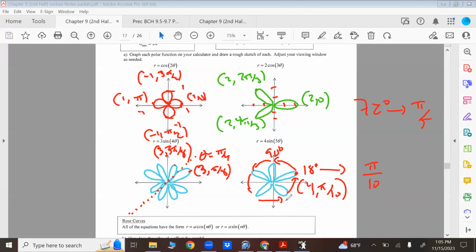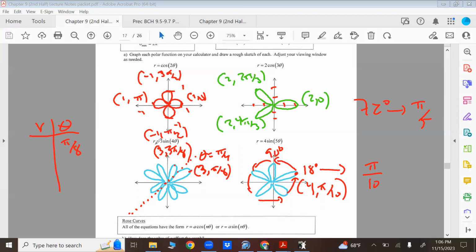For sine? Yeah. 3 sine 4 theta. Well, if we were to make a table, that's really the best way to investigate. If you do r and theta, I could do it, it's just going to take a while. If you plug in pi over 8, because of the 4 theta, because you're going from 0 to 2 pi, it's really more because of the fact that you have the even coefficient. Those rose petals occur twice.